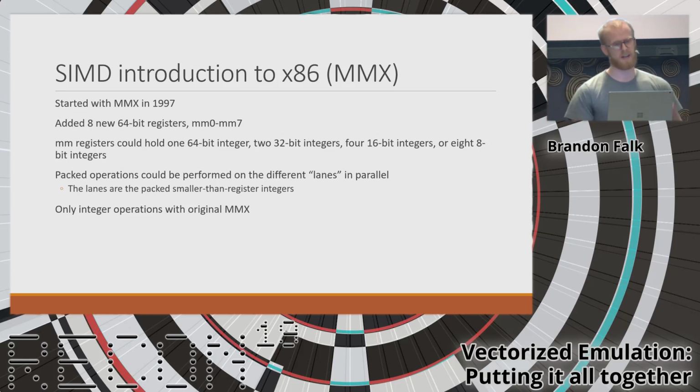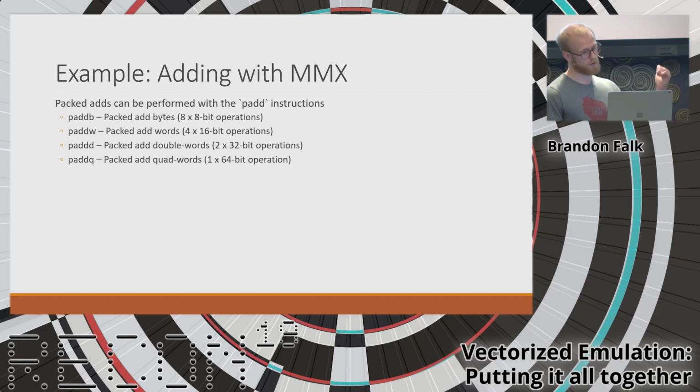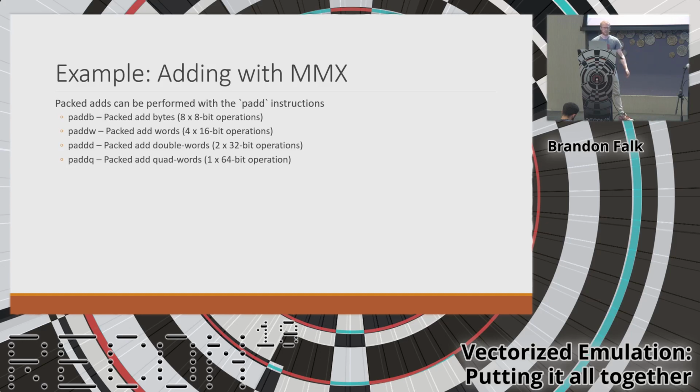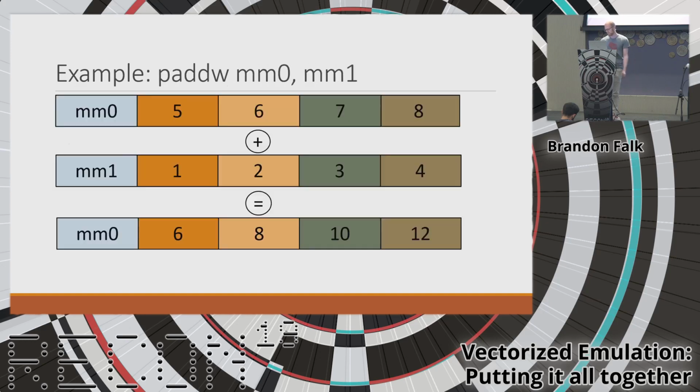And that really helps speed up, especially back then, because that was before graphics cards were big, doing graphics processing, scaling images, just all sorts of things. So for example, with MMX, here are 4 different add instructions. And they're all packed add instructions. The first one, packed add byte, works on 8 different 8-bit lanes. And that goes all the way up through the quad word operations, which works on just 1, the whole 64-bit.